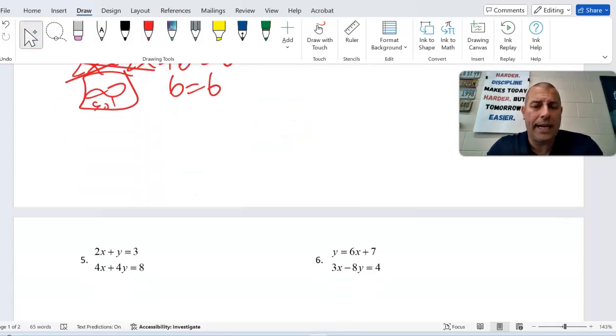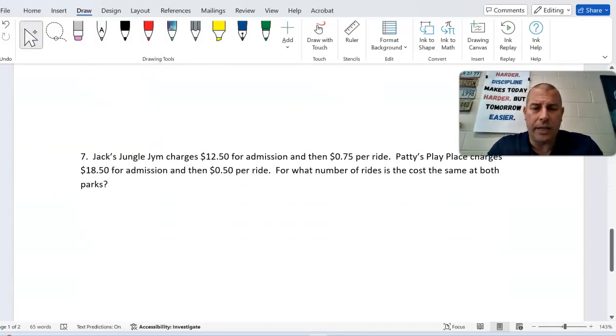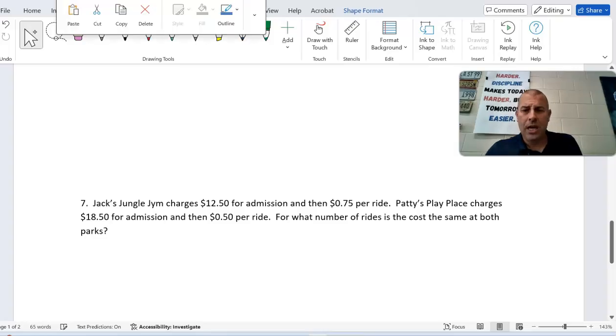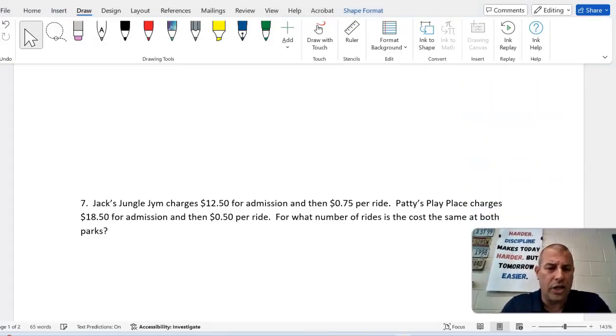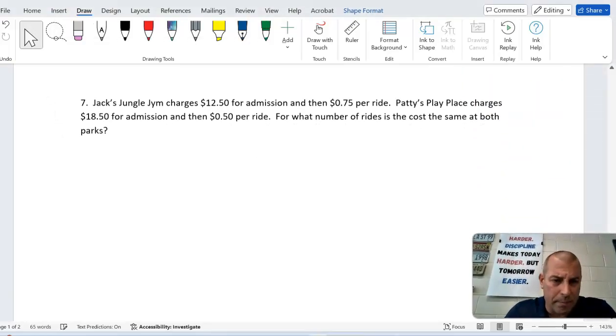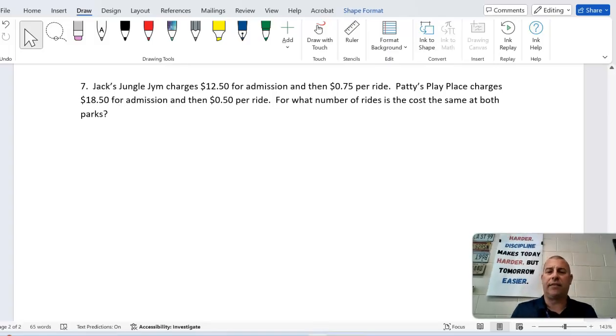Let's turn the page and go after problem number 7 here. We've got Jack's Jungle Gym. It charges $12.50 for admission and 75 cents per ride. Patty's Place. Who writes this stuff, right? I think it's a criteria to make it kind of corny. It charges just $18.50 for admission and then 50 cents per ride. So for what number of rides is the cost the same at both parks?